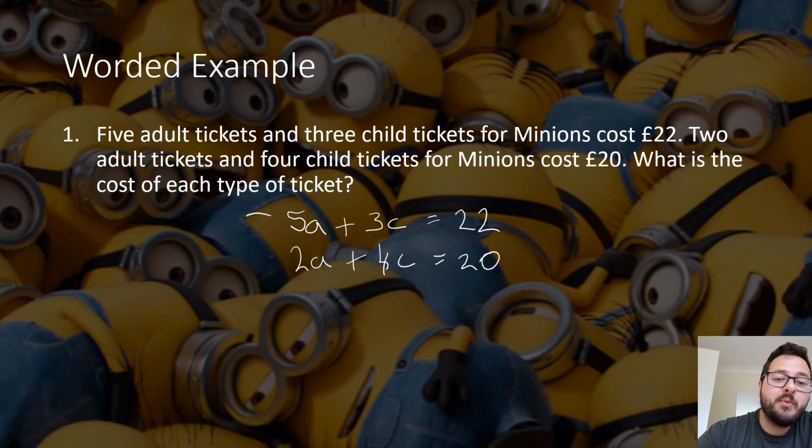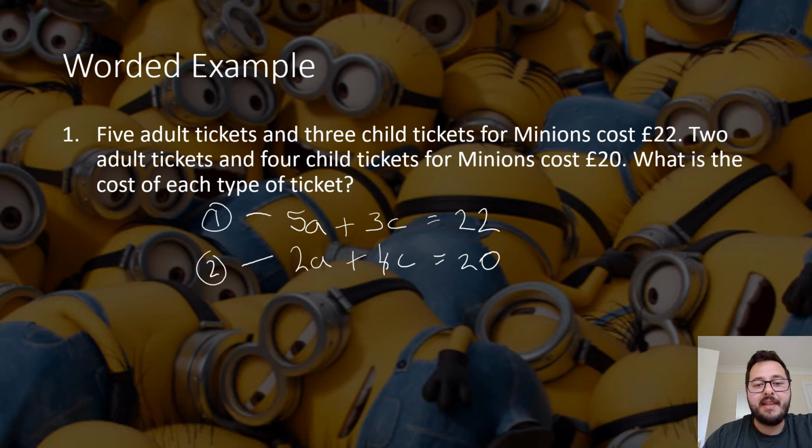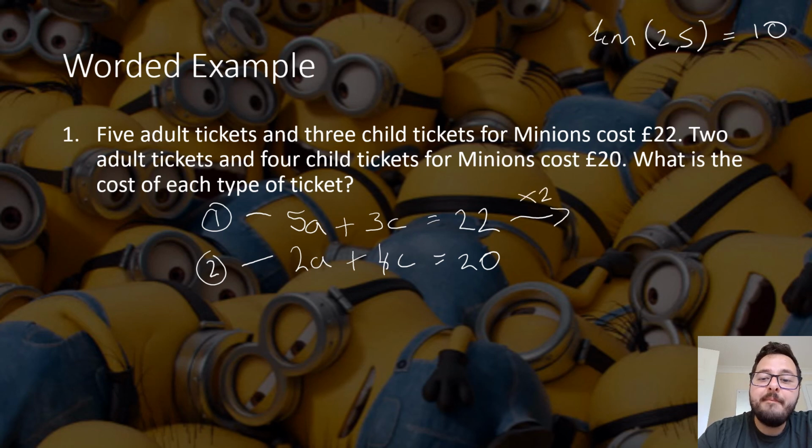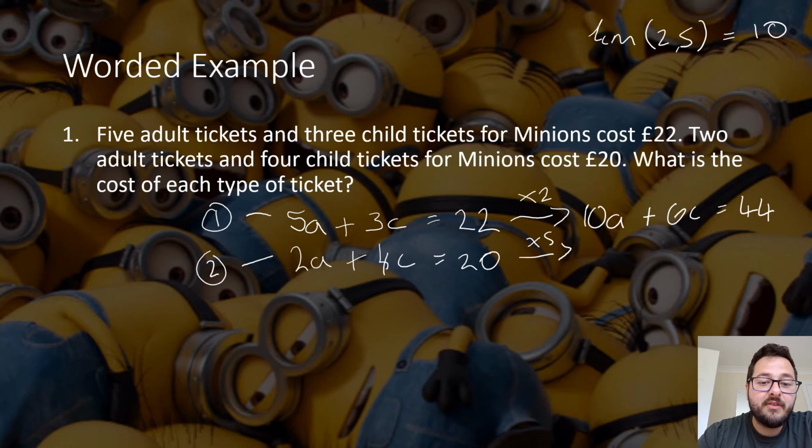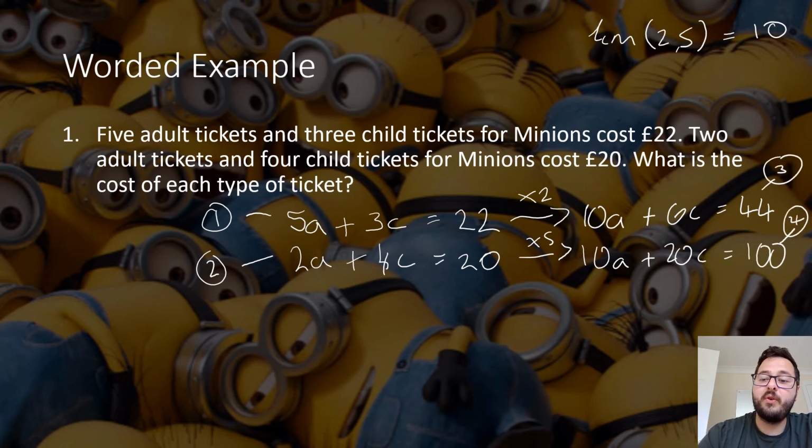All right, so let's call this 1 and let's call this 2 again. And we want to make them match, so why not make the a's match? So the least common multiple of 2 and 5 is 10. So for number 1, we want to times it by 2 to get to 10. So this is going to give us 10a plus 6c is 44. And the second one, we want to times by 5 to get 10. So that's going to give us 10a plus 20c equals 100. And we'll call this 3, and we'll call that one 4.